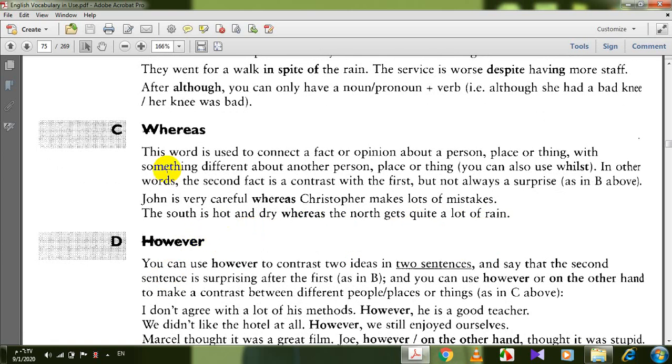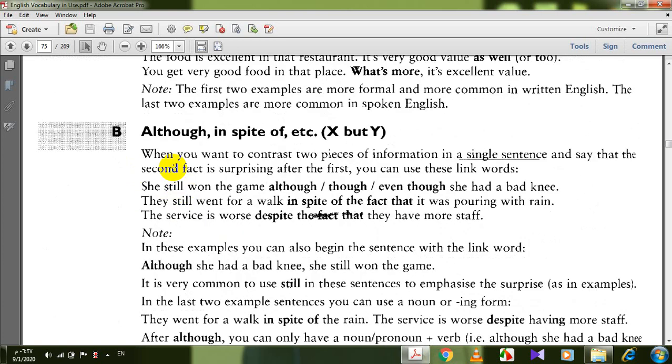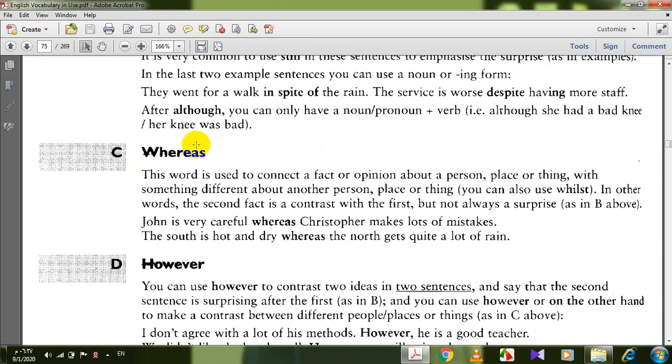Okay, this is done. Let's go to however. However is similar to although and in spite of. This word is used to connect a fact or opinion about a person, place, or thing with something different about another person, place, or thing. You can also use whilst. In other words, the second fact is a contrast with the first. Oh, sorry, I'm reading whereas.